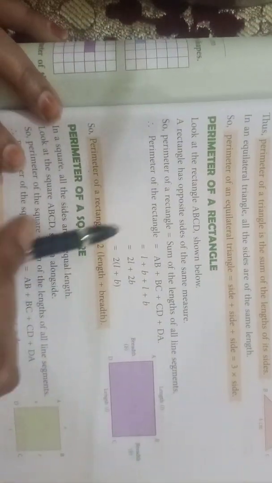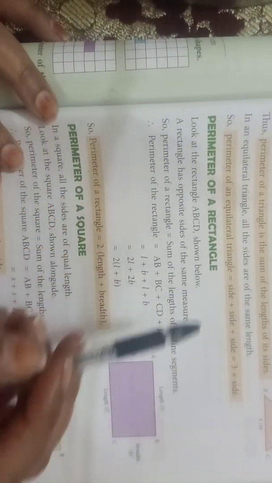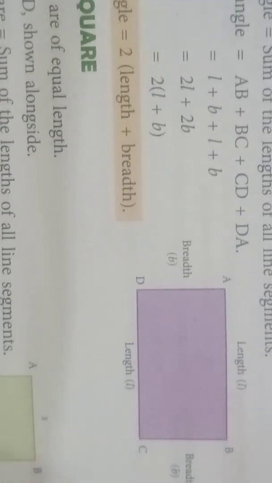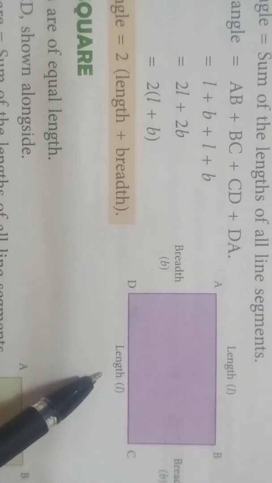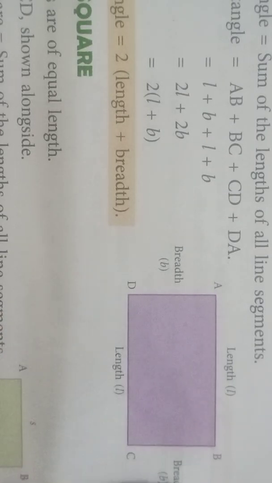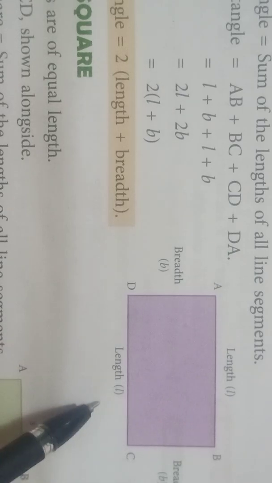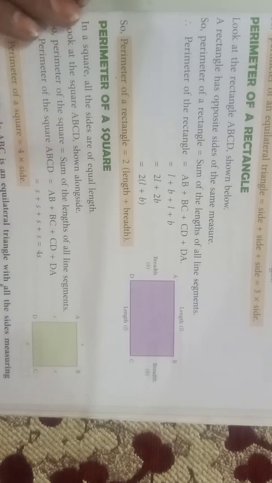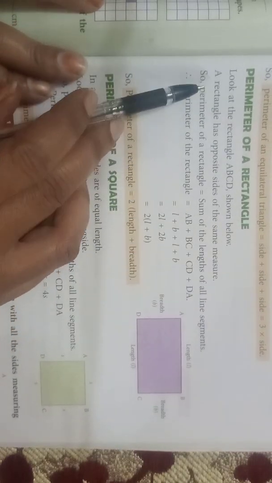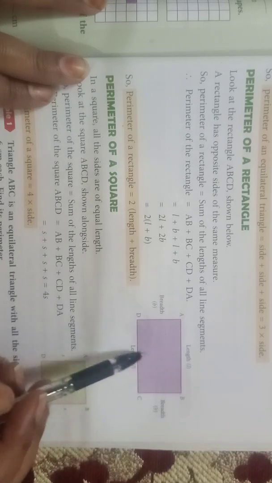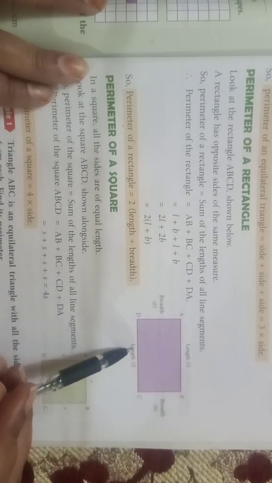Now let's find the perimeter of a rectangle. Here they have given a rectangle. As we all know, in a rectangle its opposite sides are equal. This is length and this is breadth. It has four sides, but its opposite sides are equal. So how to find the perimeter of a rectangle? Let's see. A rectangle has opposite sides of the same measure.